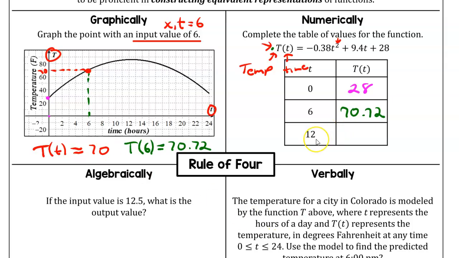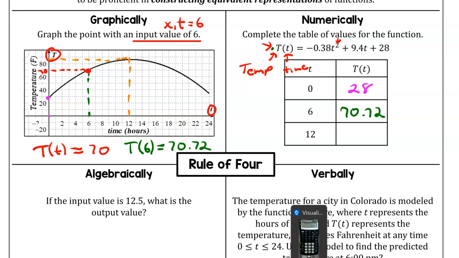All right, one more time. Let's plug in 12. If we want to cheat a little bit, look at 12, and you can see it's going to be a little bit above 80, some decimal. And that's one of the drawbacks of a graph. It only gives us an approximation, whereas a function gives us the exact amount.